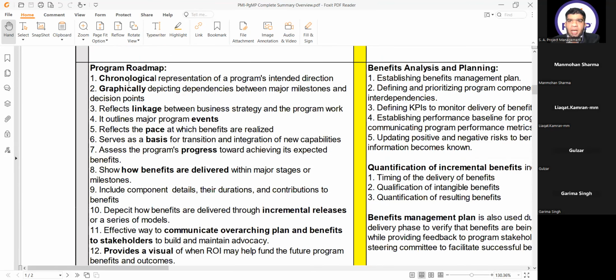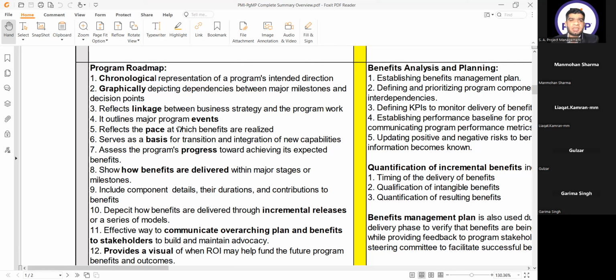Then I have the program roadmap, which is the third important document in this domain. What are the keywords in this? Number one, chronological representation of a program's intended direction. Number two, graphically depicting dependencies between major milestones and decision points. Reflects linkage between business strategy and the program work.